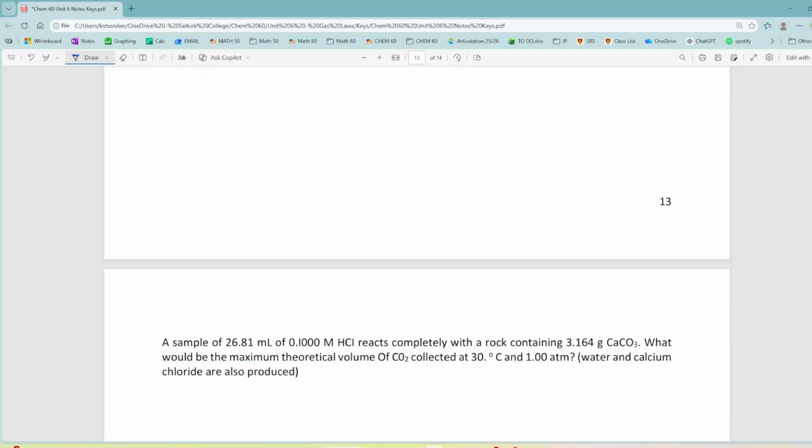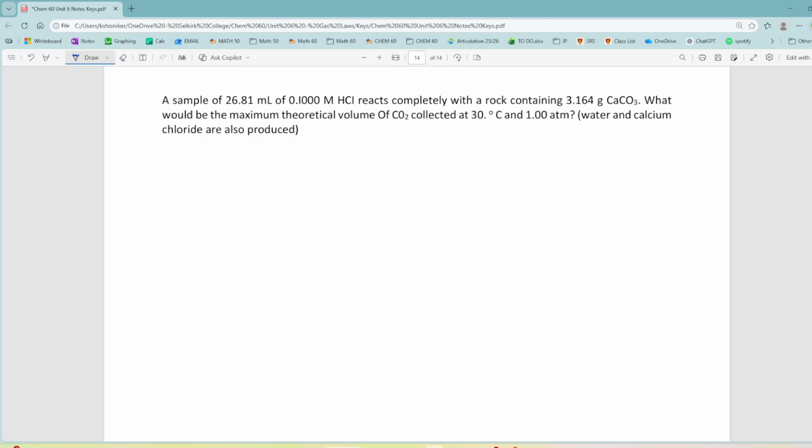Okay, so there's one more. If you feel like you're ready, pause the video and give this one a go. Otherwise, I'm going to work it through with you. So we have a sample of 26.81 milliliters of 0.1 molar hydrochloric acid reacting with a rock containing calcium carbonate. What would be the maximum theoretical volume of carbon dioxide collected? So that's what's going to be produced. And you're also going to produce water and calcium chloride. So we've got hydrochloric acid reacting with calcium carbonate to produce carbon dioxide and water and calcium chloride.